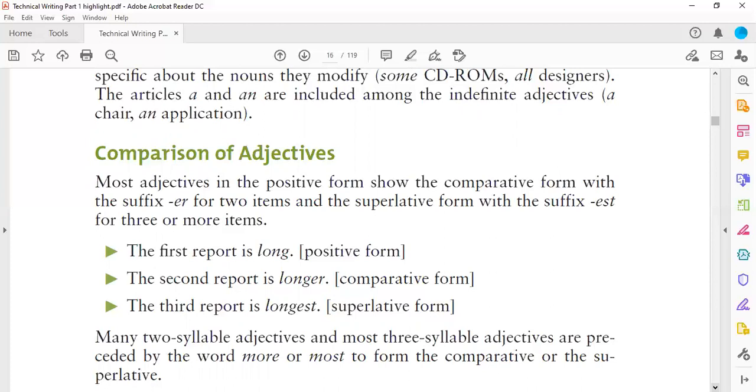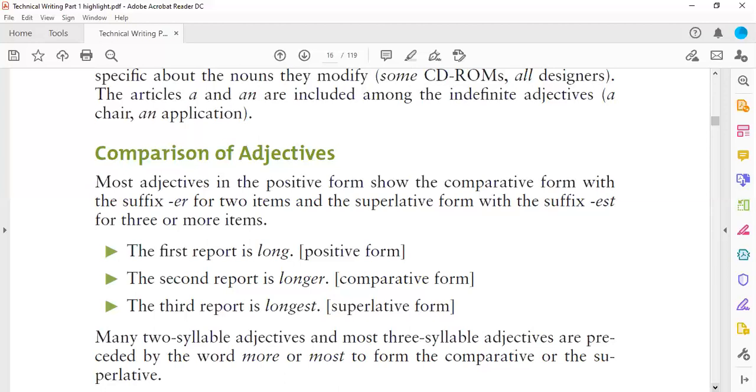The second sentence, the second report is longer. Okay, when you add er, longer from what? Longer, for example, than this first report. So you are comparing the first with the second. Okay, that's why you use longer. And the last sentence, the third report is longest. It means that this report is the longest one among three reports, because you have 3 reports and the third one is the longest, and that's why you add est. So if you're talking about 1 report, the first one, then you use long, and this is called positive. If you are talking about 2 reports, the first and the second, you use er, and this is comparative.